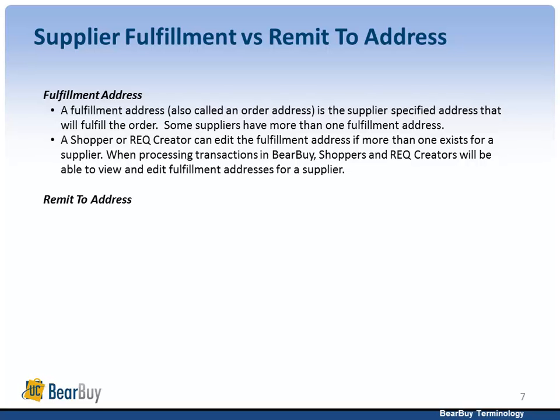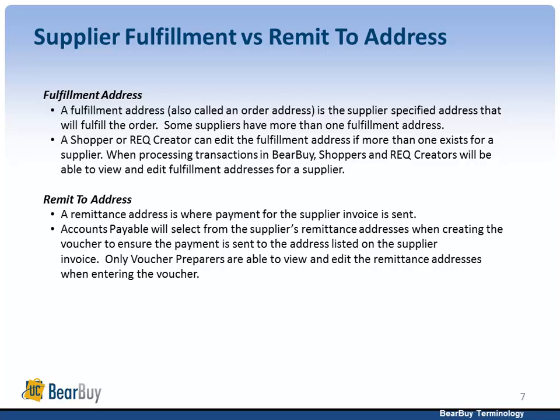A remittance address is where payment for the supplier invoice is sent. Accounts payable, formerly known as disbursements, will select from the supplier's remittance addresses when creating the voucher to ensure that the payment is sent to the address listed on the supplier invoice. Only voucher preparers, in this case analysts at accounts payable, are able to view and edit the remittance addresses when entering the voucher.